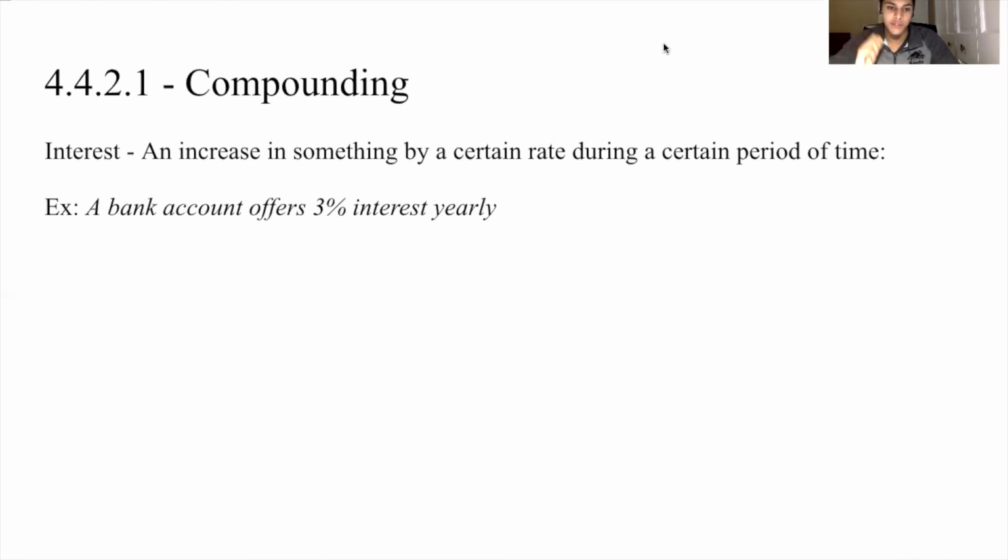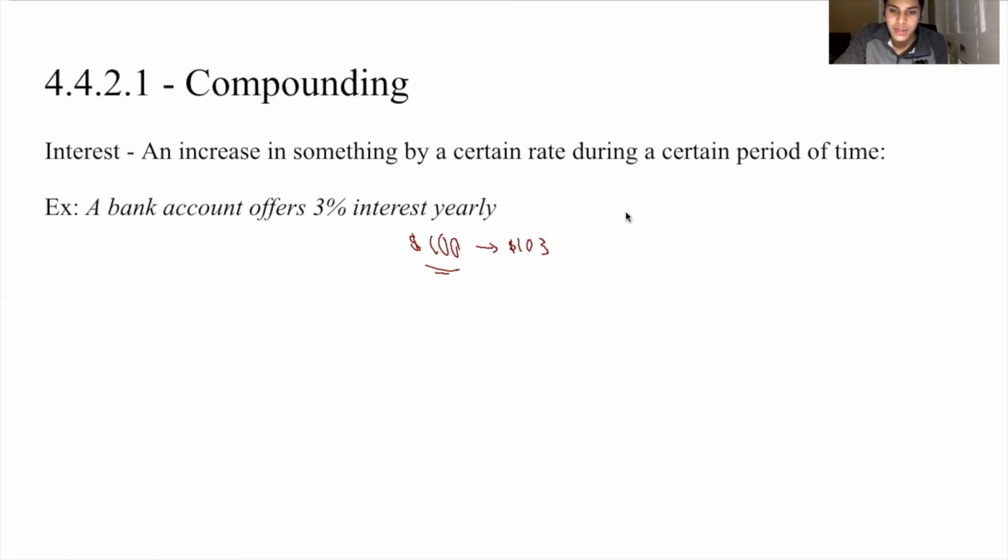So interest is defined as an increase in something by a certain rate during a certain period of time, which sounds confusing at first, but here's an example below. So if a bank account offers 3% interest yearly, that means that they would increase whatever I put in the bank account originally by 3% every single year. So for example, if I put $100 in this bank account, after 1 year, that would become $103, because they're increasing that original $100 after 1 year, or every year, by 3%, which gets me to $103.